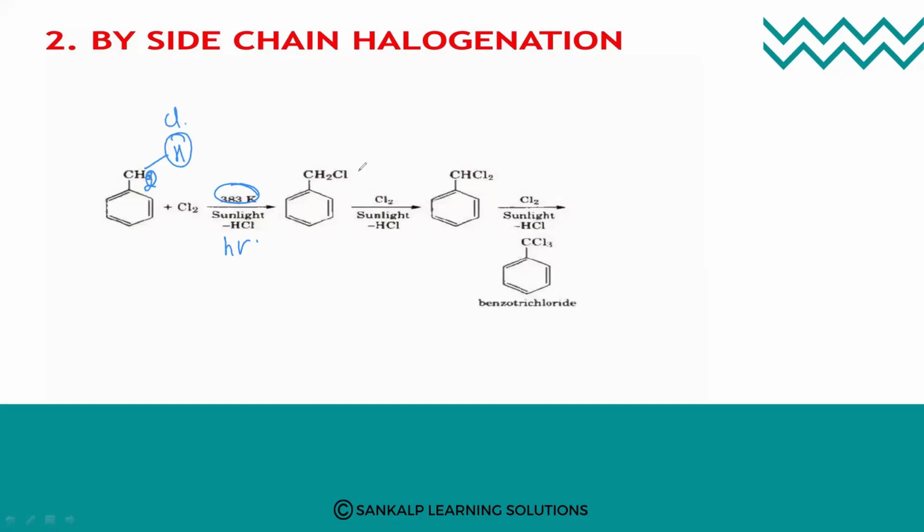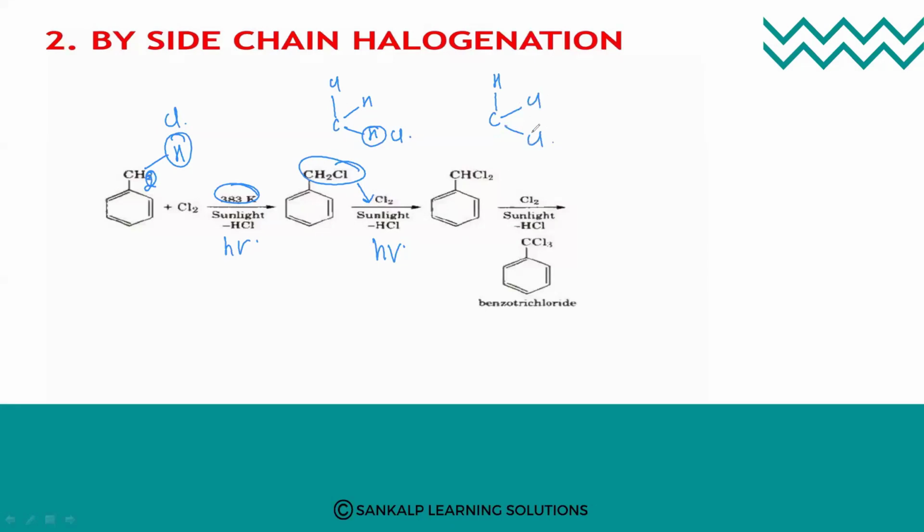And what is the product formed? CH2Cl. Again, when you react it with Cl2 in the presence of UV light, what will happen? CH2 is there, right? So again, CH2 and Cl. One of the hydrogens is replaced by Cl. So what will be obtained? CHCl2.